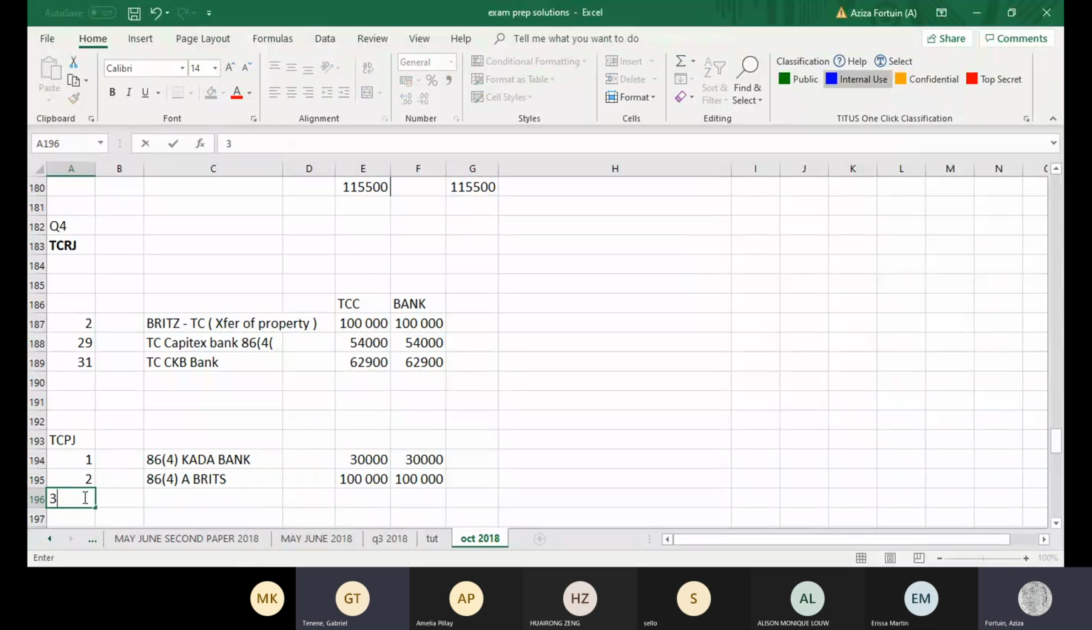And what goes in day 3? It's 60,000. Okay. And what is that? What section was that? 80.3. Thank you, Gabriel. And that was for CKB Bank. All right. Yes. What goes into my trust journal?